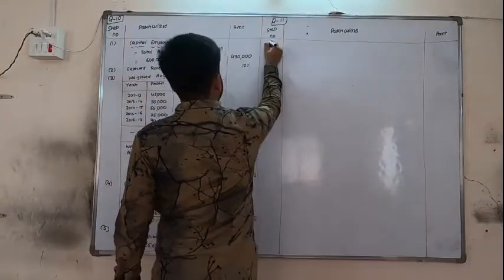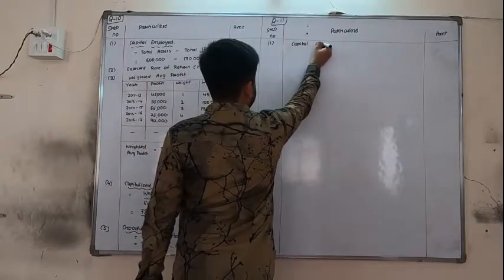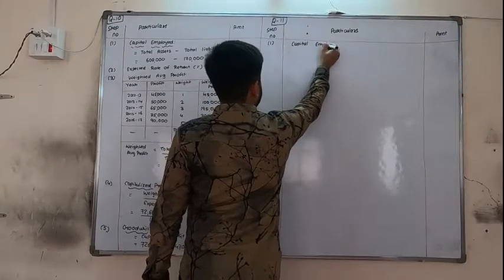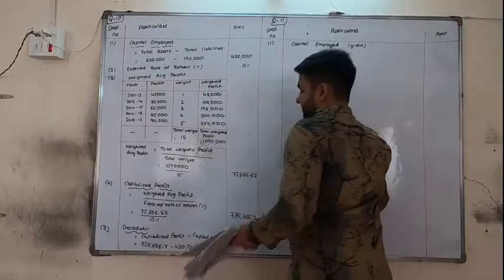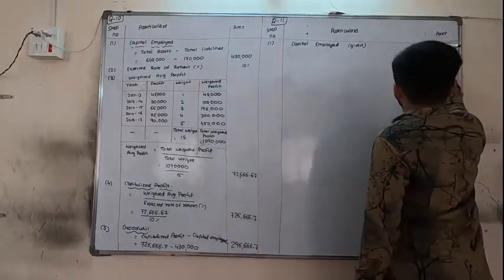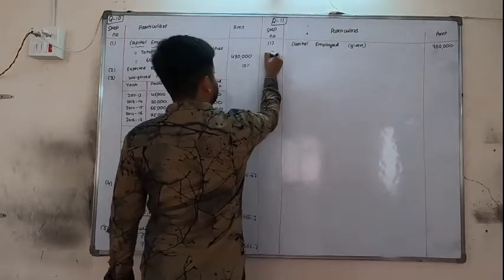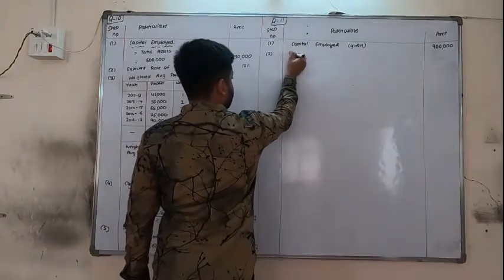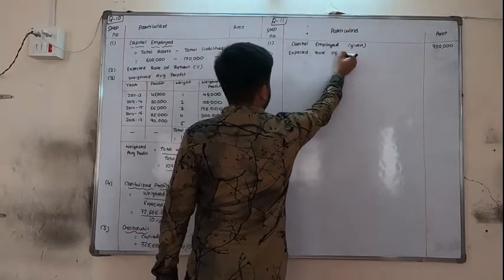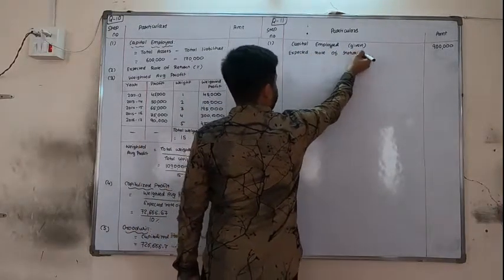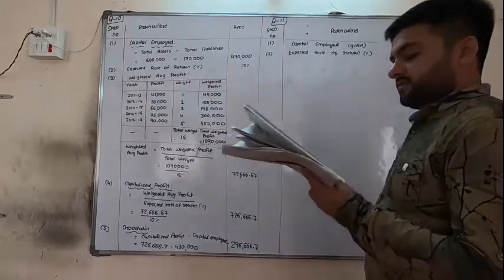Let's start. Number 1. We will not underline this capital employed as it is given, nor do we use the formula. So capital employed, and in bracket we will write it is given, 9 lakhs. Second step, expected rate of return in percentage, it is 12%.